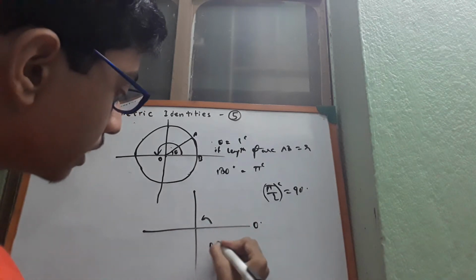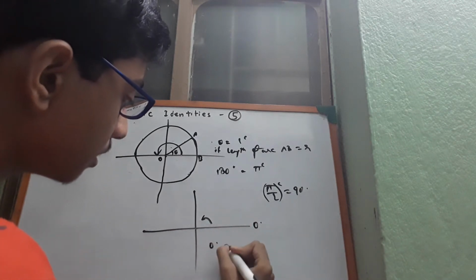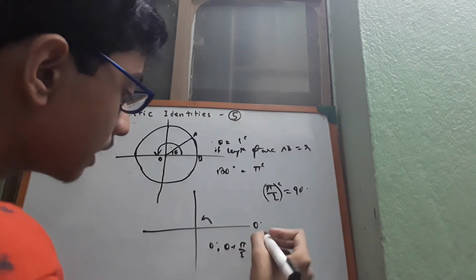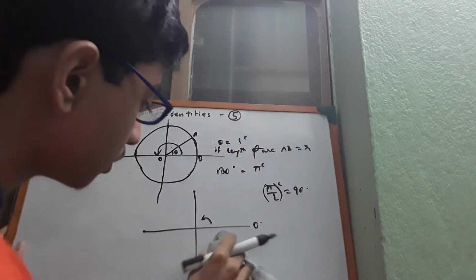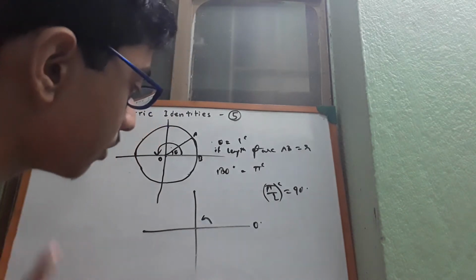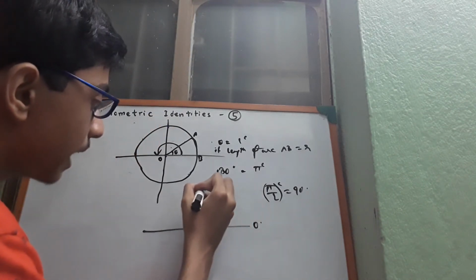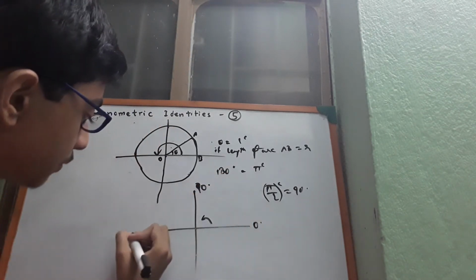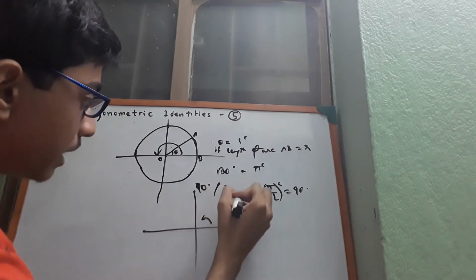The first angle is 0 degree. The next angle is 0 plus pi by 2. Then 0 plus pi by 2 plus pi by 2, and so on. I think you know the concept of arithmetic progression. Even if you don't know, that doesn't matter. So this will be 90 degrees or pi by 2 radians.